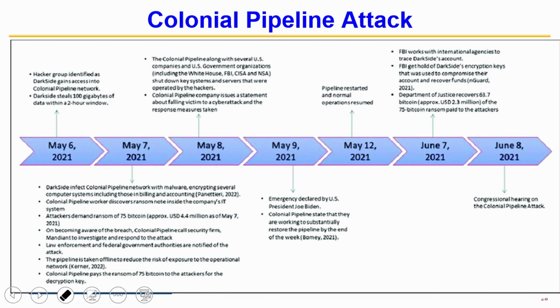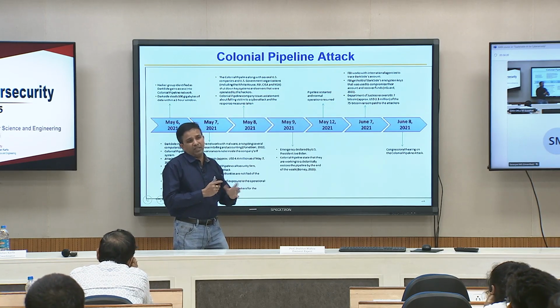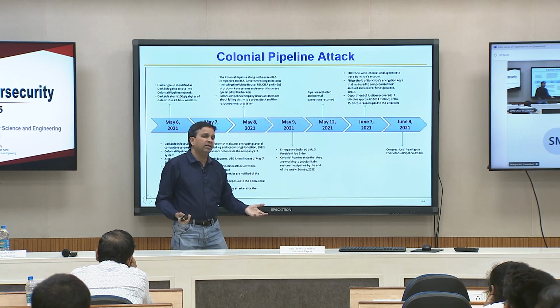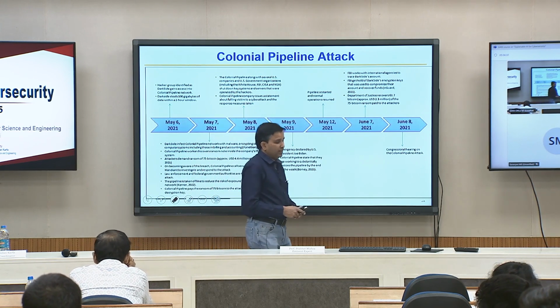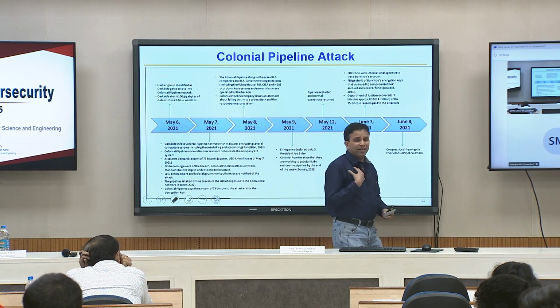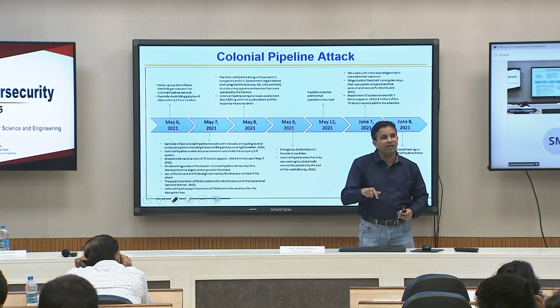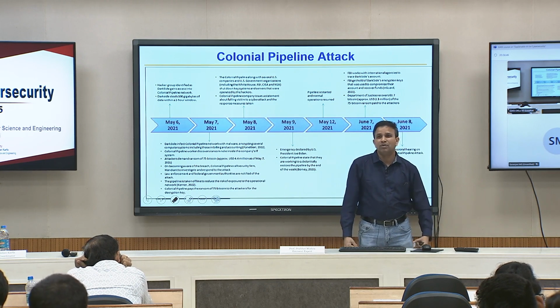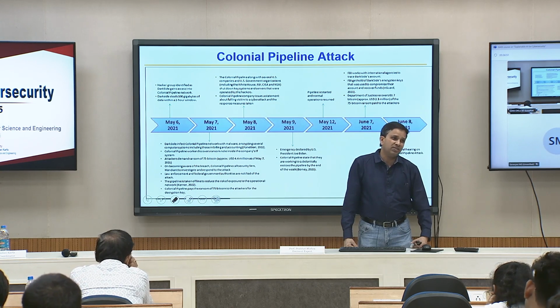Then they demanded 75 Bitcoin, which was about 4.4 million dollars at that point, and then the whole supply got disrupted. Basically think about it, fuel is not flowing. There was still some fuel, whatever fuel was there, but the moment I realized there is no fuel, what am I going to do next? I will not only fill my car, I will fill a bunch of drums in my house also. That panic buying caused a huge disaster.